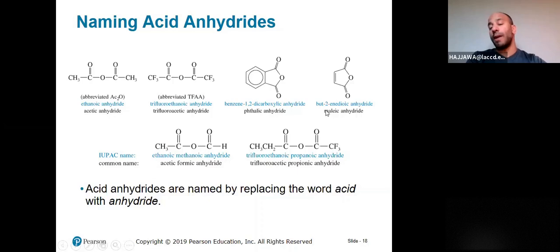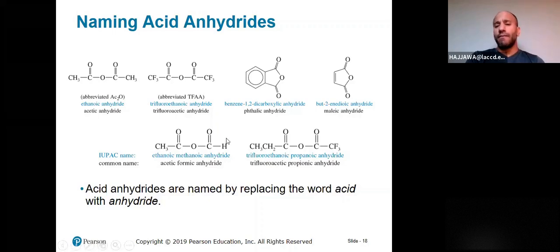So that would be basically, instead of saying butanedioic anhydride, it will be named butenedioic anhydride, due to the fact that you have an alkene at carbon number 2. So 1, 2, 3, 4. It's a butanedioic acid, but since I have an alkene, that's why it's a butenedioic anhydride.